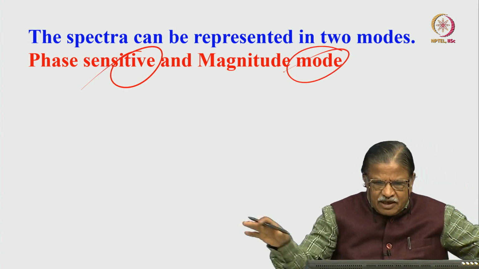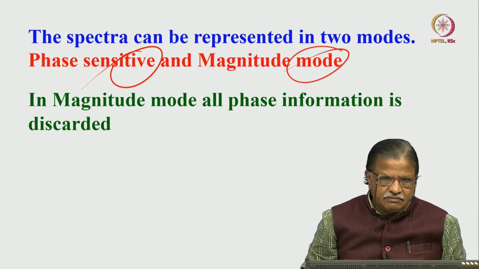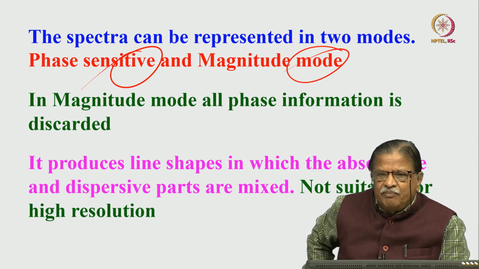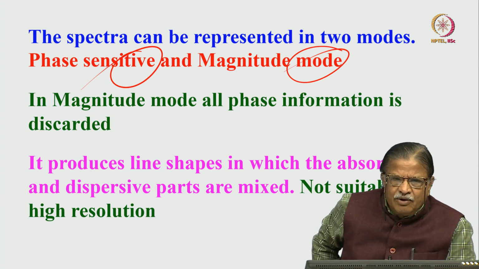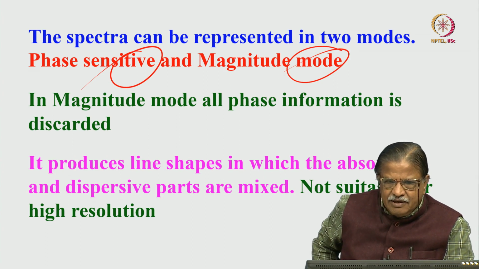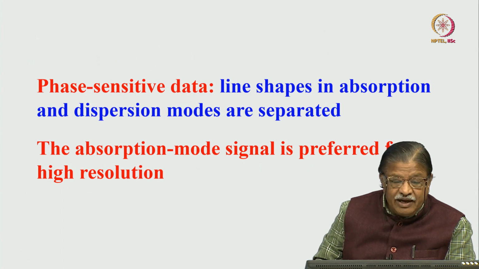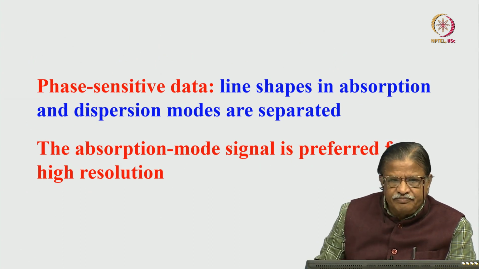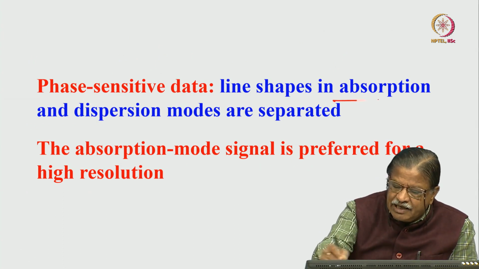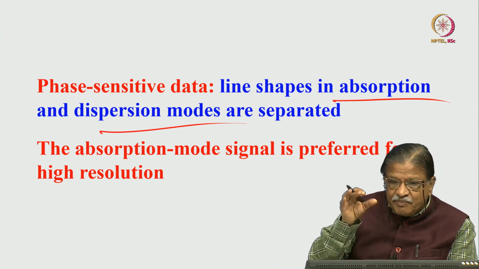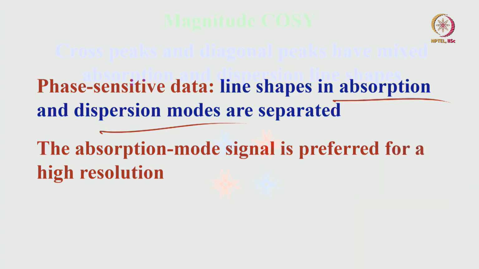Magnitude mode means there is no phase information, everything is discarded. Phase sensitive is always important. Magnitude mode is not good for high resolution because you cannot distinguish between dispersive and absorptive peak, they are mixed up. Phase sensitive on the other hand is very good. You have line shapes of absorption and dispersion, both are separated out. And generally absorption mode is preferred for high resolution. That is what we do.